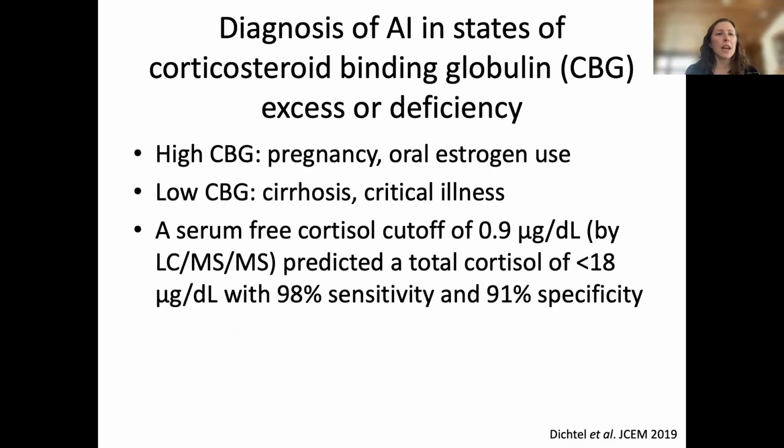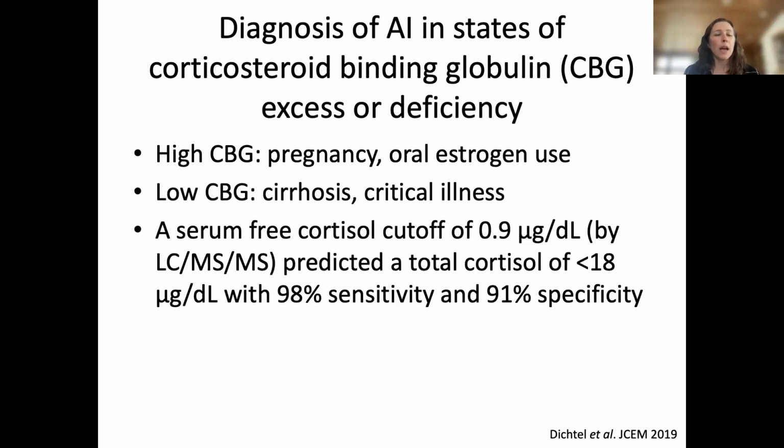And third is that the diagnosis of adrenal insufficiency in states of corticosteroid binding globulin, or CBG, excess or deficiency can be tricky, and therefore you need to interpret the cosyntropin stimulation test as well as a serum morning cortisol with caution in such states. This is because most of the cortisol found in the circulation is bound to CBG. So states of high CBG, such as pregnancy and oral estrogen use, will be associated with high total cortisol levels. And states of low CBG, such as cirrhosis and critical illness, will be associated with lower total cortisol levels, regardless of the status of the HPA axis.